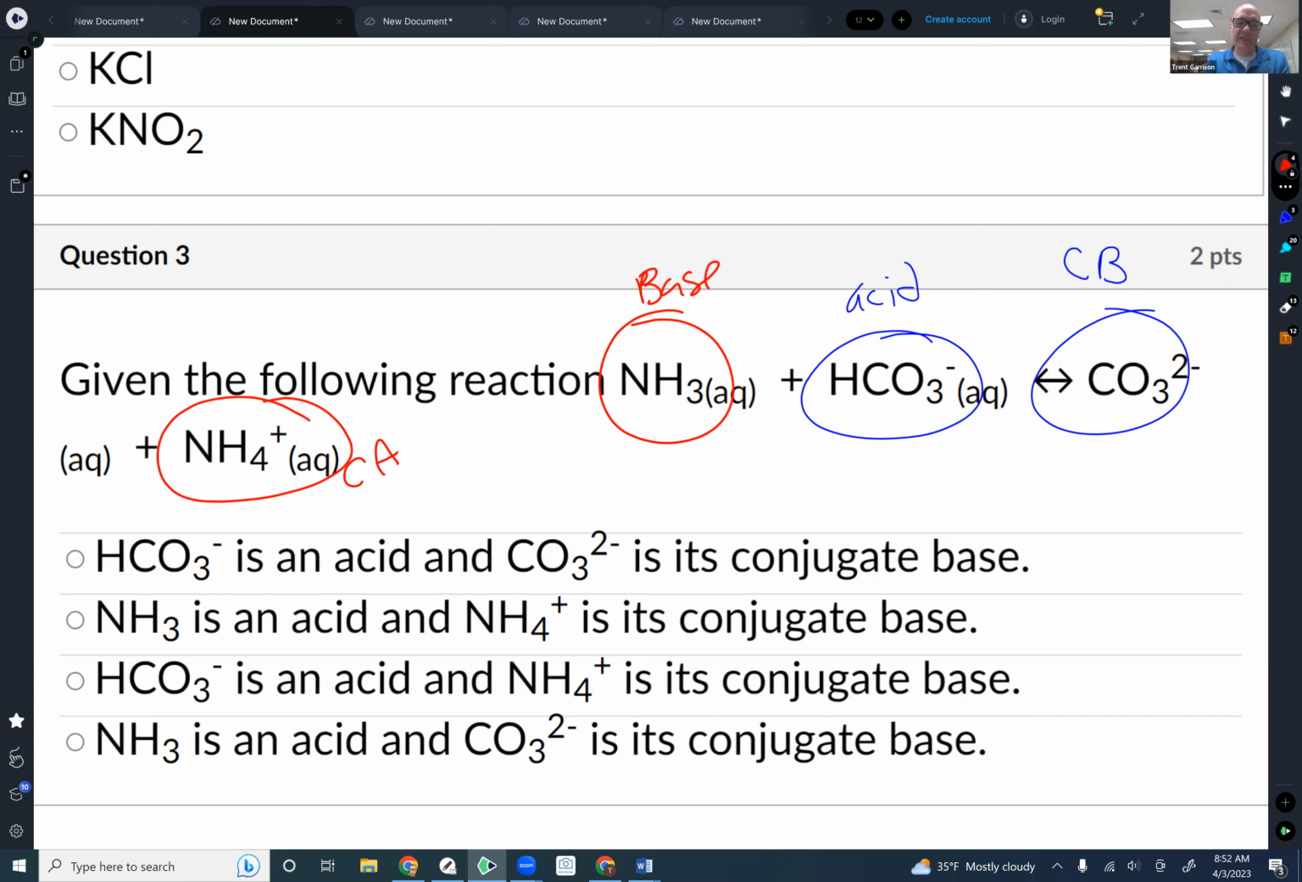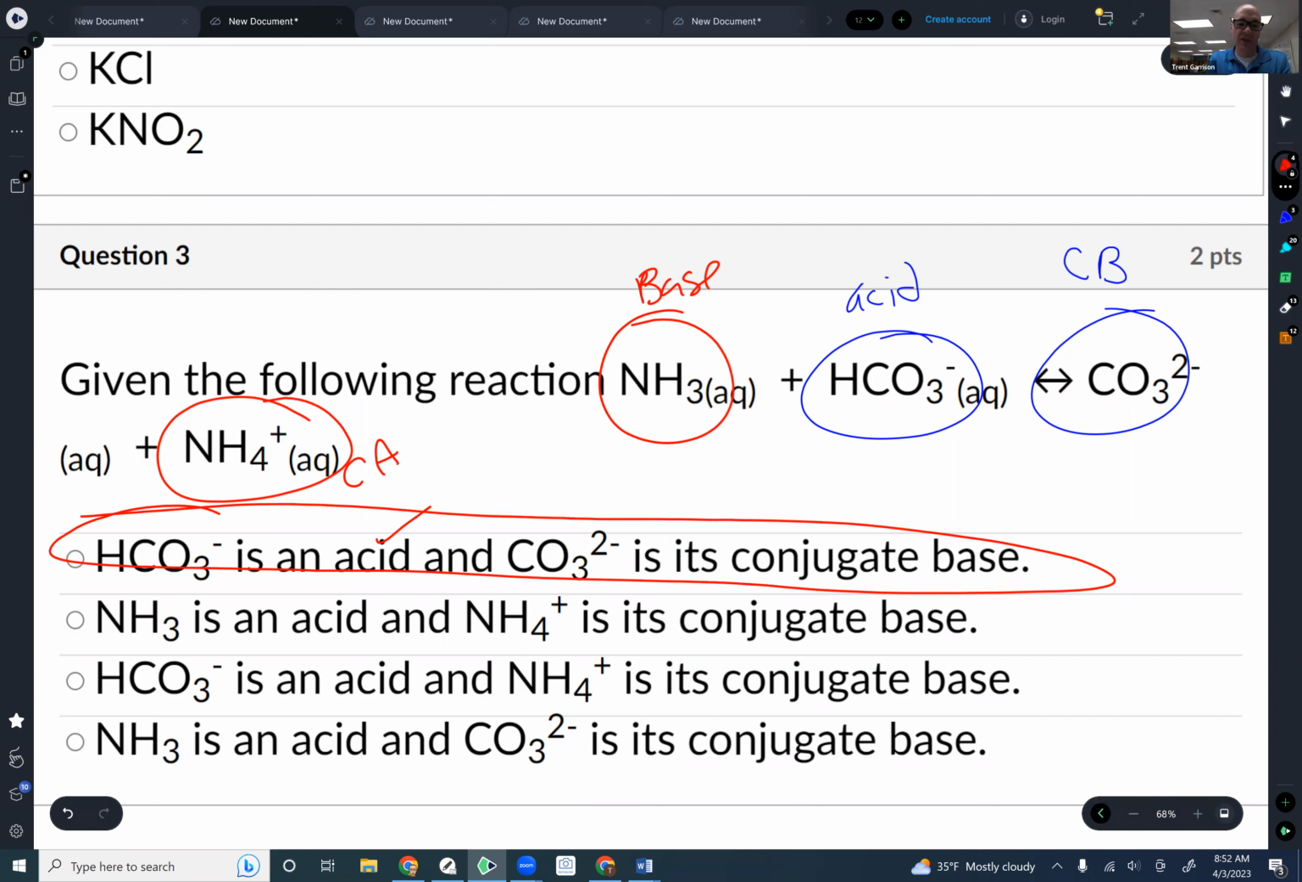So HCO3 is an acid, that is correct. And CO3 is the conjugate base. Well, there's the first one and it matches. Let's just double check. NH3 is an acid. That did not work out. HCO3 is an acid, that is correct. And I'm sorry, NH4 is the conjugate base. That is not correct, that portion. NH3 is the acid. That is not correct. So there is proof that we just got the correct answer on the first guess there.